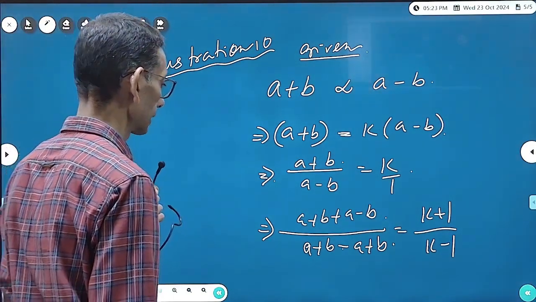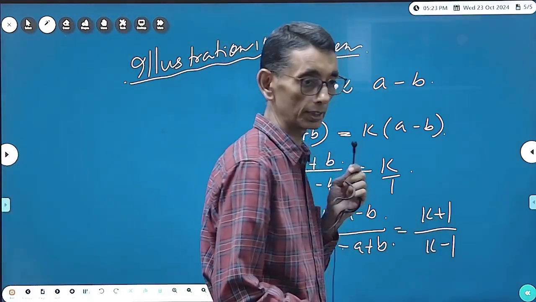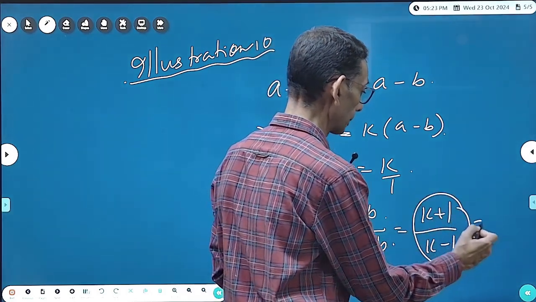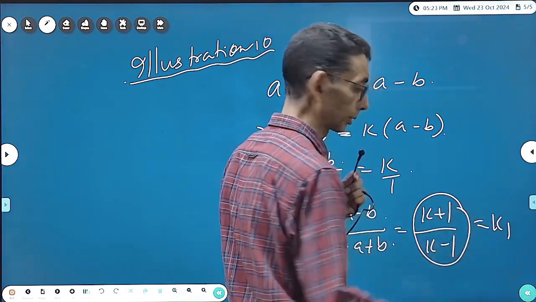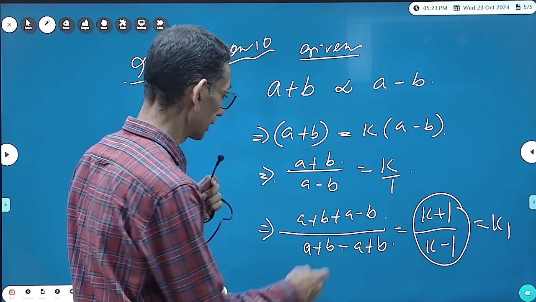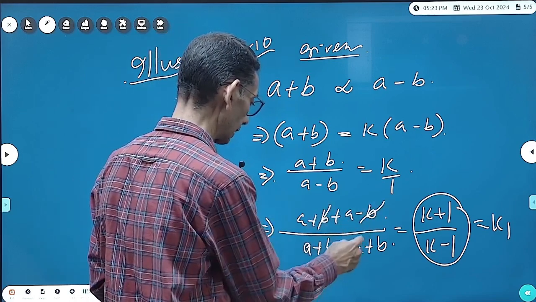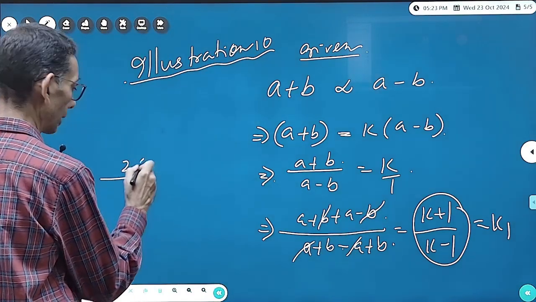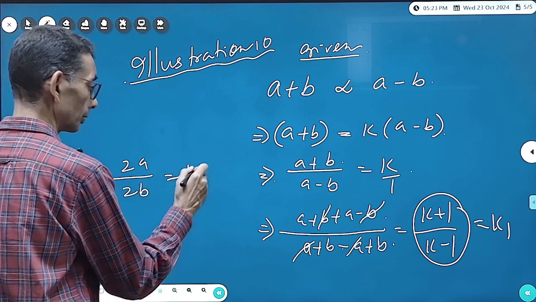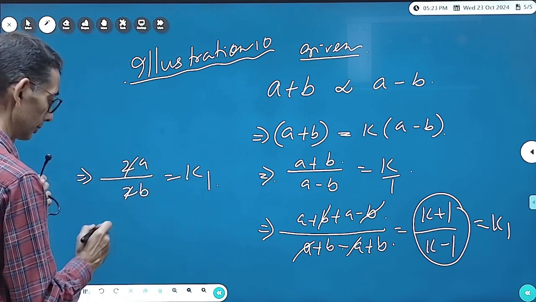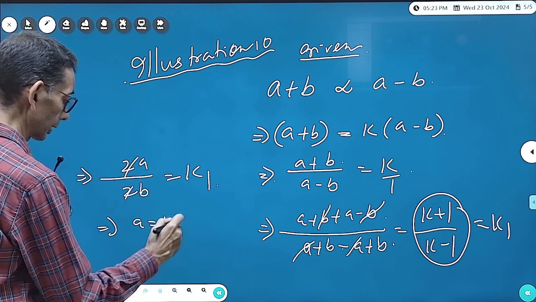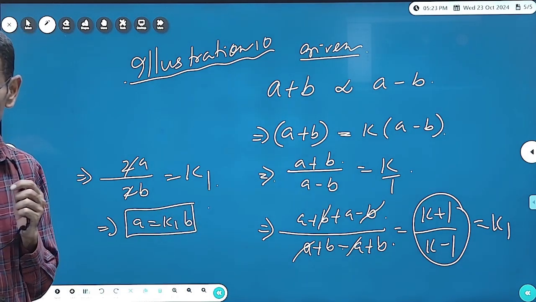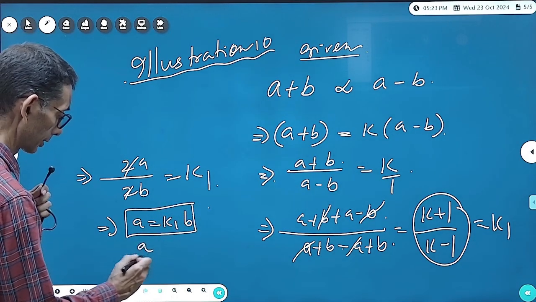Now we get k plus 1 by k minus 1. This whole thing is a constant, right? Give it a new name, write it as k1. Now b cancels out and a cancels out on the left. So you got 2a by 2b equal to k1. The 2 cancels, a is equal to k1 b. See how a and b are related: a by b equal to k1.